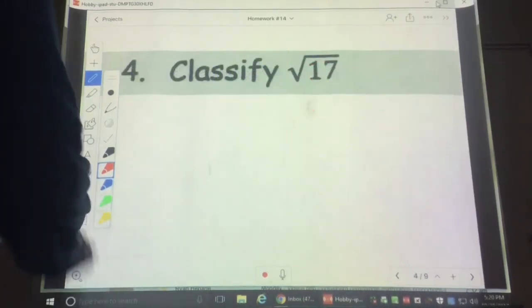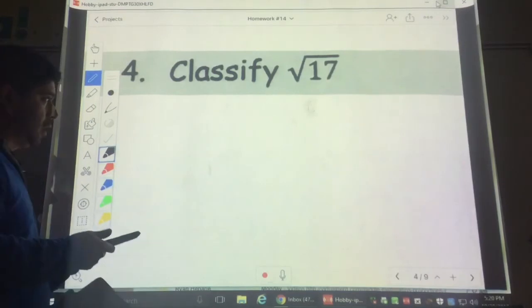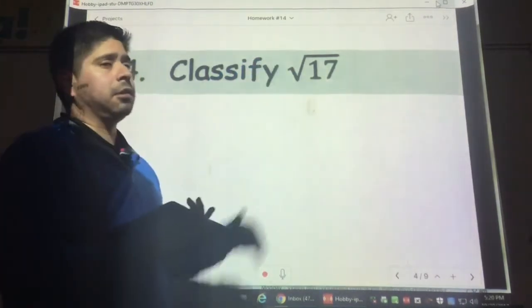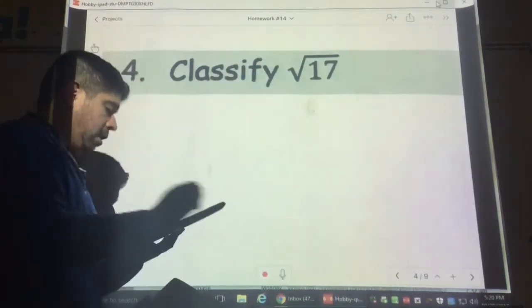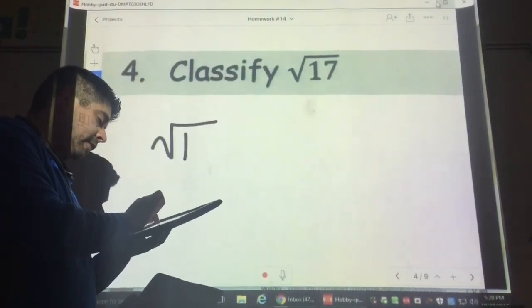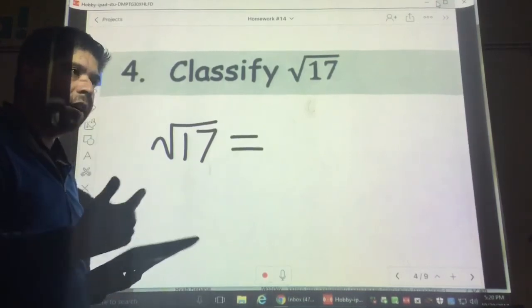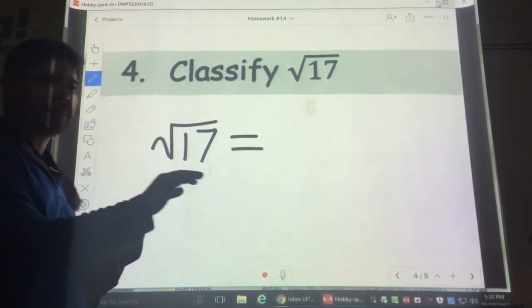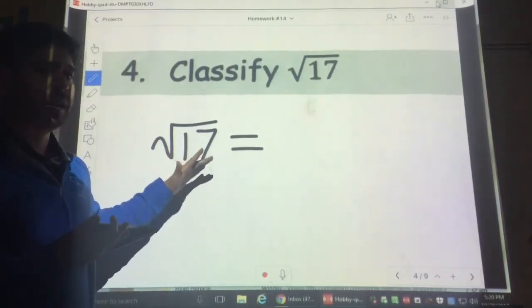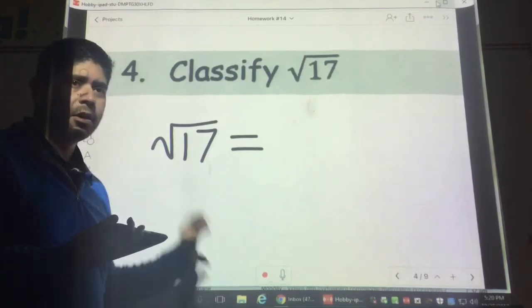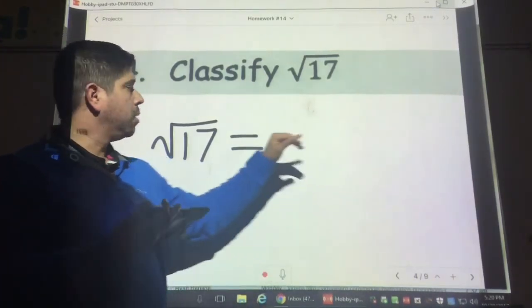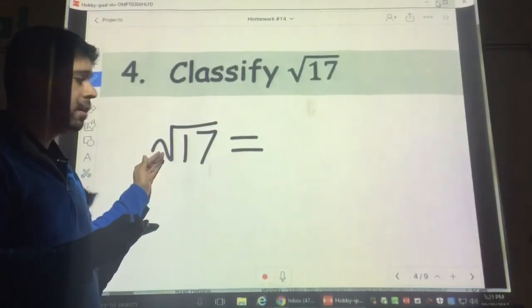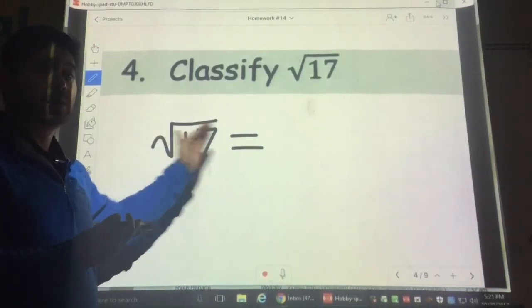Okay, number 4 is another easy one. It's kind of a review question of what we've done early in the year. We got to classify the square root of 17. So all you got to do is put the square root of 17 in your calculator. After you put it in, you find out what it would be is 4.12311, and it stops there. But that doesn't mean that this is a terminating decimal. It only stops because it can't show all the rest of the digits. We know that the square root of 17 is not a perfect square. 16 is, and then the next perfect square after 16 would be 25.